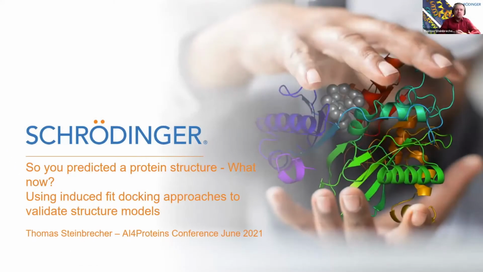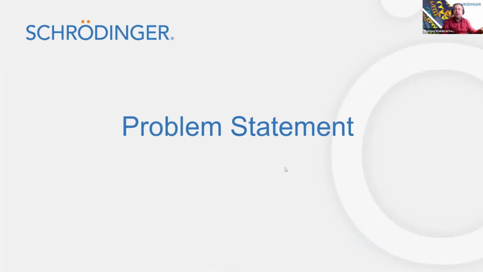What I'm going to talk about is a recent study that we at Schrödinger have undertaken, which is, I would say, not quite AI4Proteins, but I think is a very related topic that should be relevant for everybody who is building protein structure models by any type of approach, because it is about validating those structure models for further computational or other insights. And maybe just to start, let me state the problem that we're looking at here.